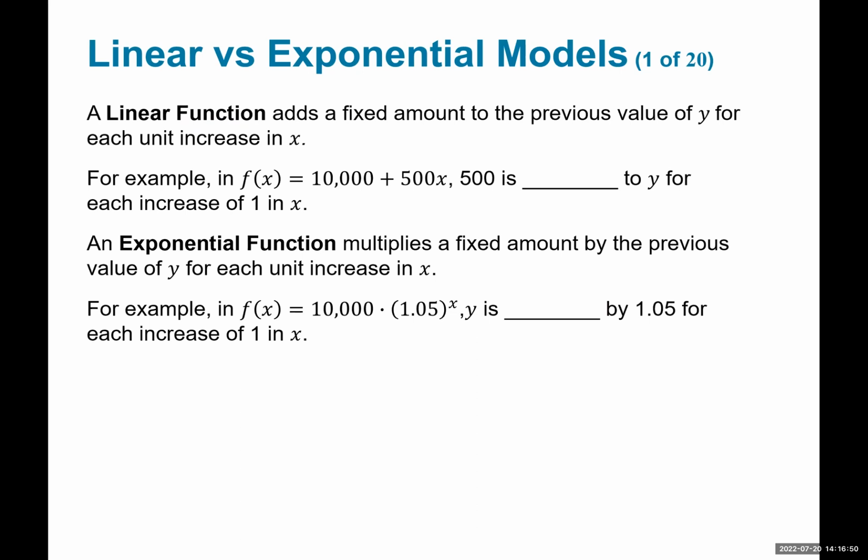So remember, a linear function is one where we have this growth that is added to the function over time. So 500 is our slope. And that slope is every time we add another 500, add another 500, add another 500. So 500 is added to y for every increase in x. An exponential function multiplies by a fixed value. So that 1.05 is multiplied. It's the growth factor. So that function is growing way faster than a linear function.